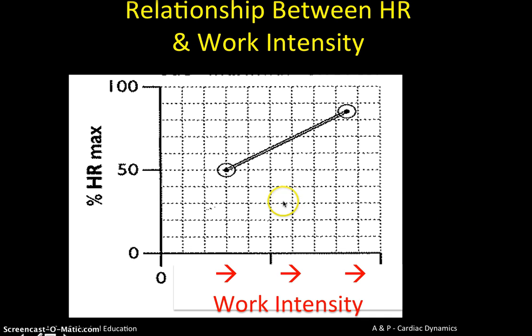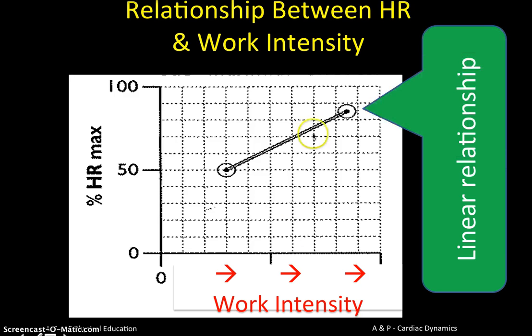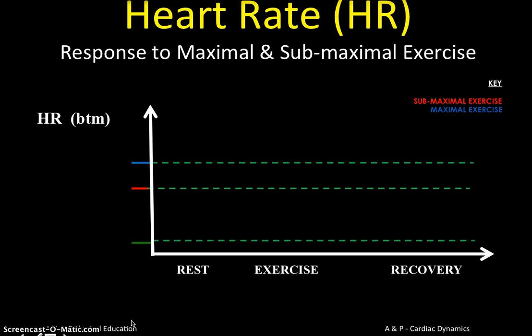Here's a graph really just to illustrate that we have an important relationship between heart rate and work intensity, and it is called a linear relationship, i.e. when you work harder, your heart rate goes up proportionally. So there's a relationship between work intensity and heart rate. So heart rate, here's a look at the graph for the submaximal and the maximal values, beats per minute.